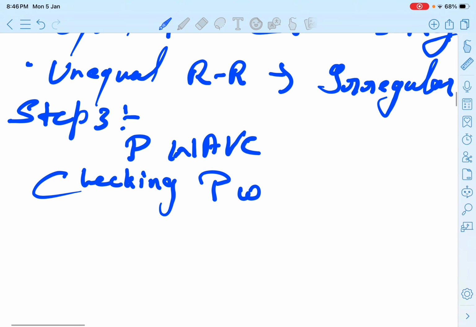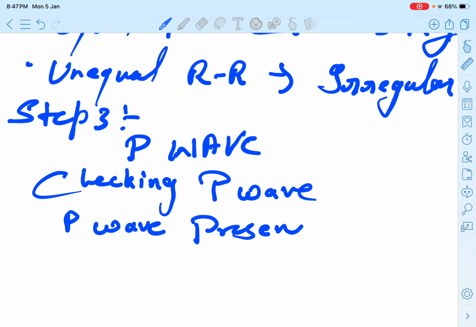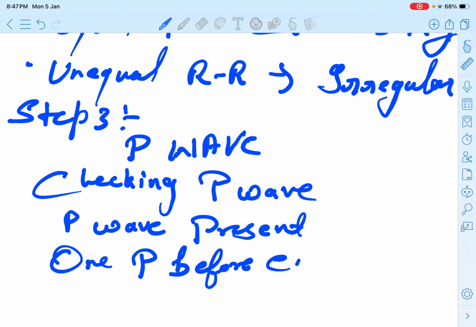Checking P wave. P wave present: one P wave before each QRS.